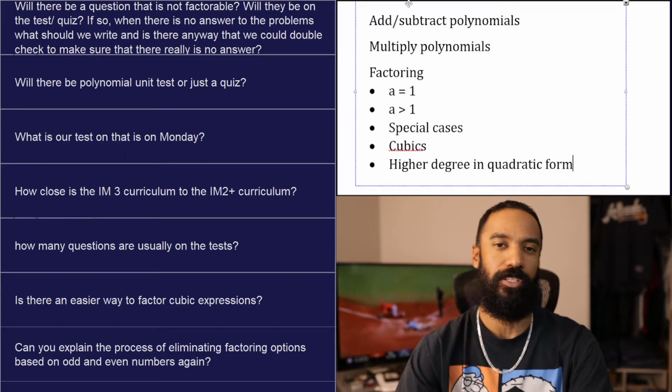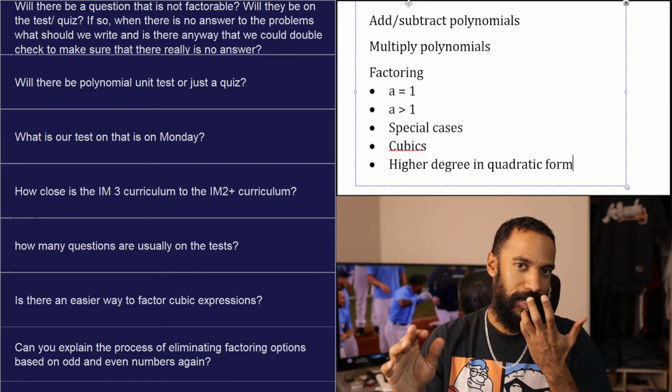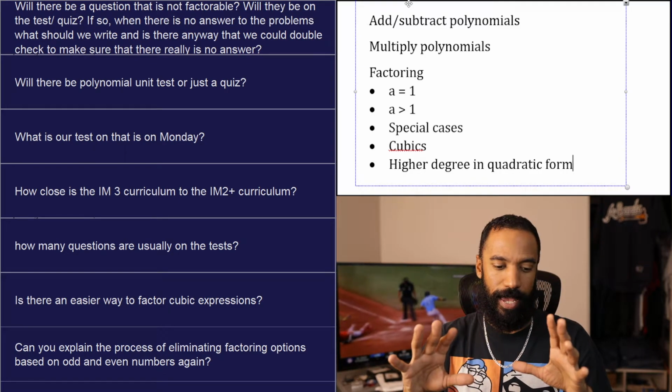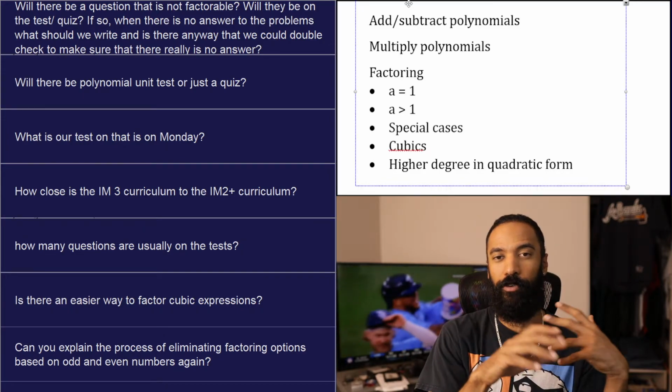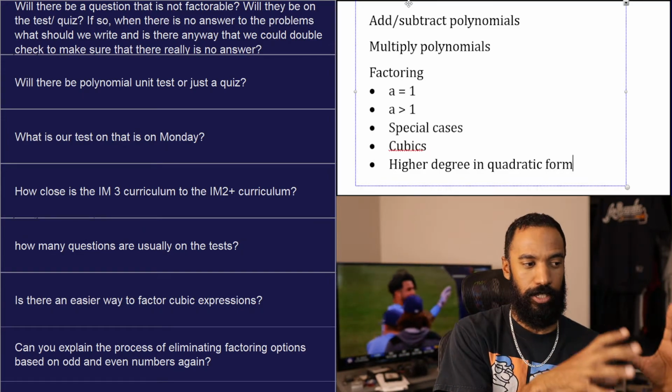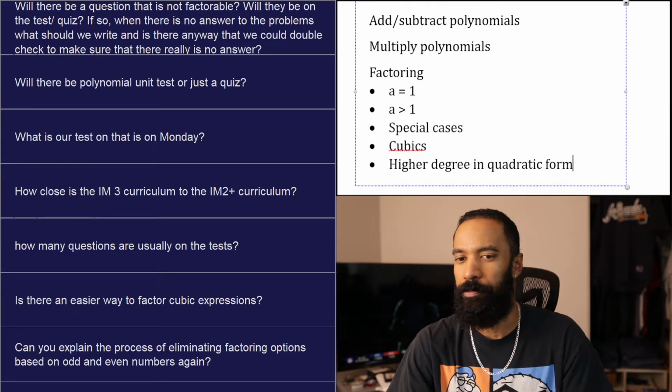Quadratic form means it's a trinomial. Maybe it could be a difference of 2 squares. But it's a trinomial set, but maybe an x cubed is being squared, or an x to the 4th is being squared, an x to the 4th to the first power and things like that. So those are the ones there.